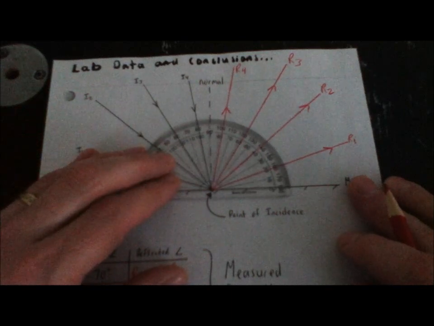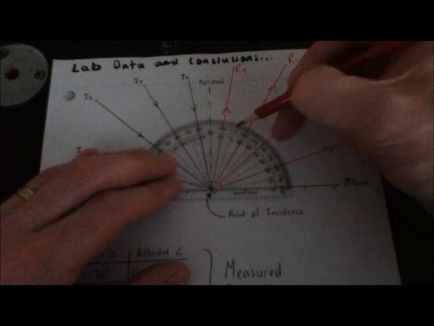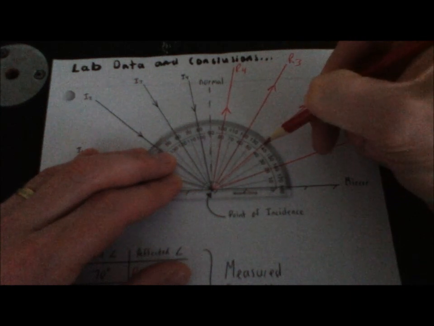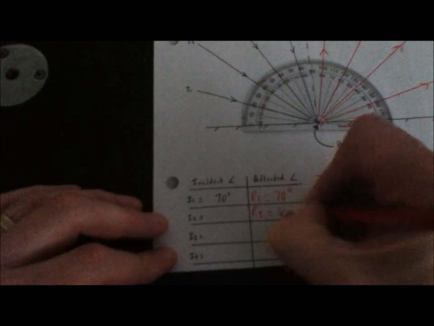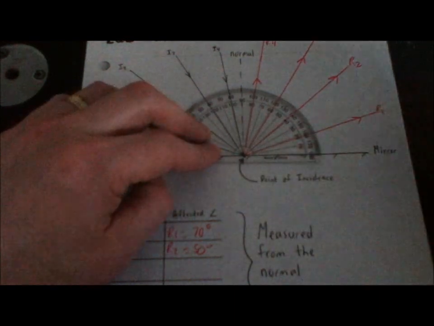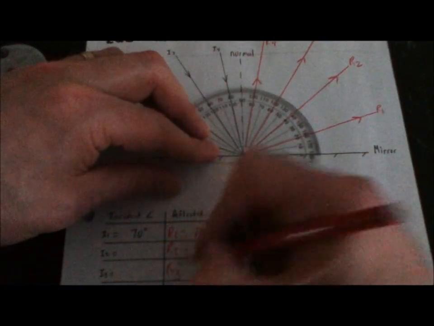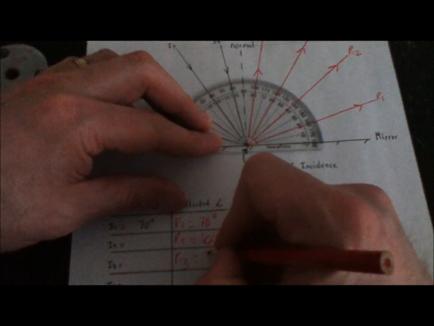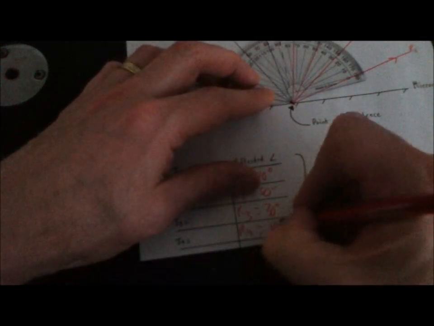The next one, let's do the exact same thing. R2 is there, so we got 10, 20, 30, 40, 50 degrees. So R2 is 50 degrees. R3, we'll continue with the reflected rays and measure the rest of the incident rays in just a second. So we got 10, 20, 30 degrees for R3. So R3 is 30 degrees. And then our last one is 10 degrees. So R4 is 10 degrees.